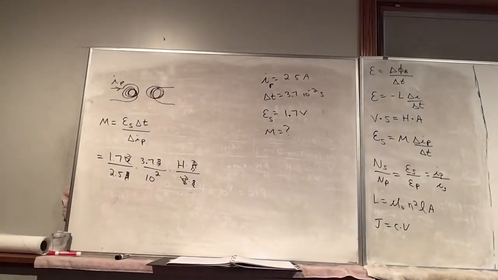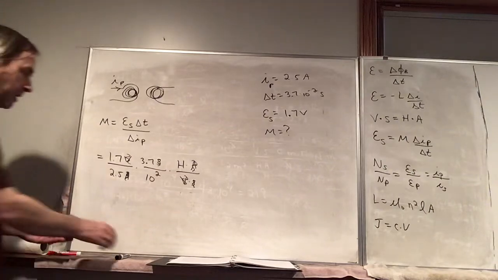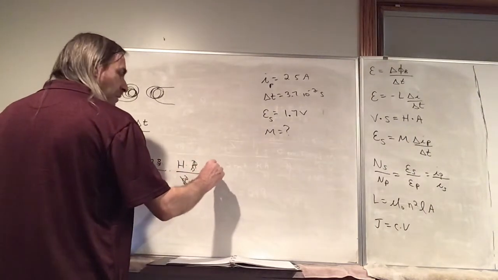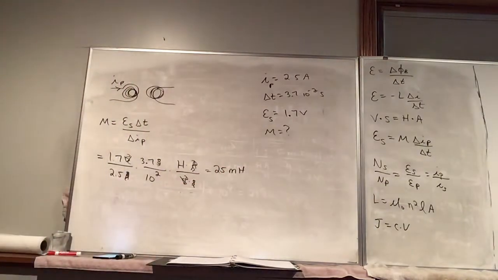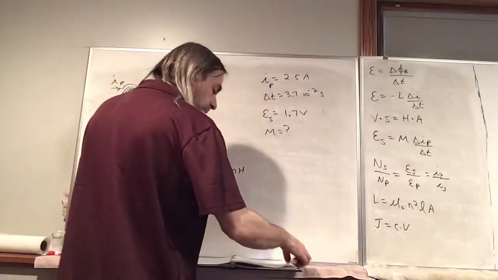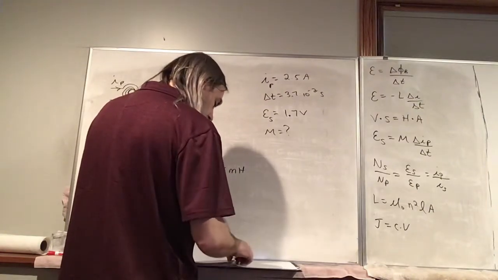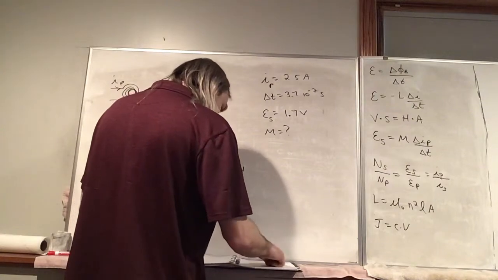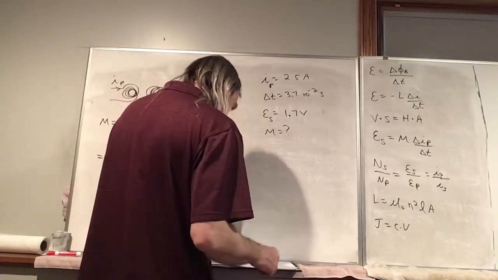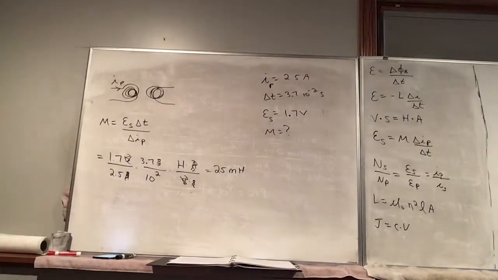Just going to calculate this. 1.7 times 3.7 divided by 250. I'm going to convert to millihenries, getting about 25 millihenries. So that would be the mutual induction in these two coils. Which is also what I got in the answer key.